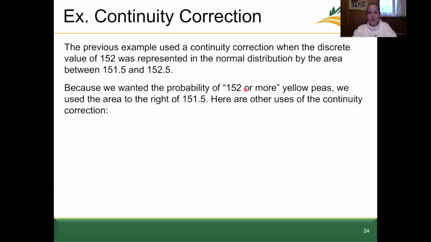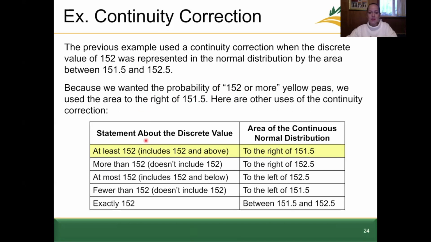Here are some other ways you might be asked to apply this continuity correction. For example, 152 or more yellow peas is really saying at least 152 yellow peas. That means we're including 152 and anything above that value. After we've applied the continuity correction, we'd want to know the area to the right of 151.5.